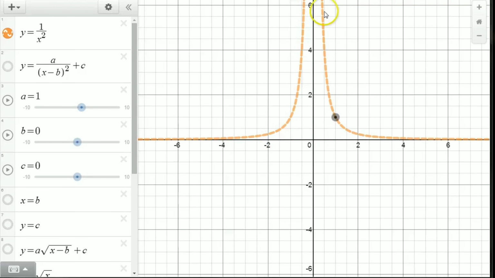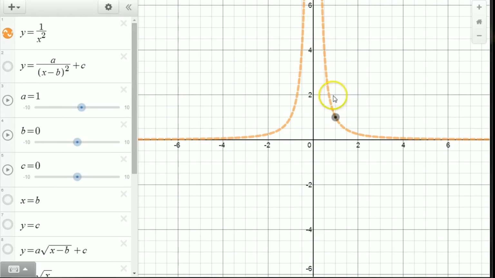Here we see the shape of the truncus. As we can see from the equation 1 over x squared, regardless of whether x is negative or positive, the value of x squared will always be positive. And so that's why the values of the truncus are always positive. This point here, like in the hyperbola graph video, is the point x equals 1, y equals 1.